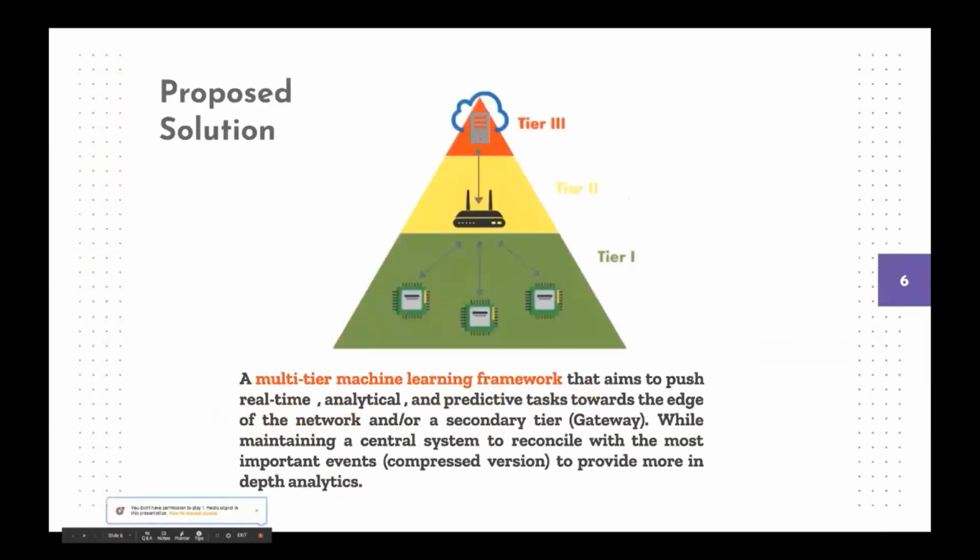Our proposed solution is a multi-tiered machine learning framework, whose goal is to push the real-time analytical tasks towards the edge devices of the network, or even towards a secondary tier, which is the gateway, while still maintaining our central system to reconcile the most important events, which will be a compressed version of the data to provide more in-depth analytics later on, as we will explain.